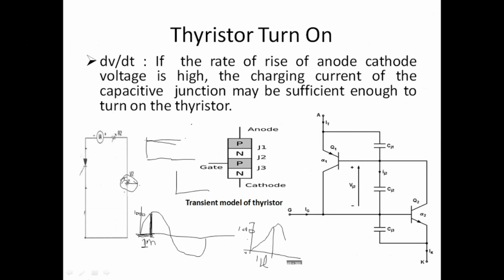If the rate of rise of anode to cathode voltage is high, the charging current of the capacitive junction may be sufficient enough to turn on the thyristor. We need to concentrate here. The charging current of the capacitive junction may be sufficient enough to turn on the thyristor. So see here, if you connect anode to positive potential and cathode to negative potential, junction J3 is forward biased and J2 is reverse biased. So what happens here?